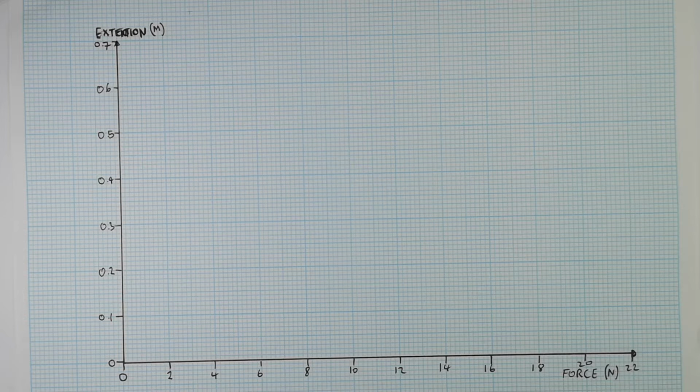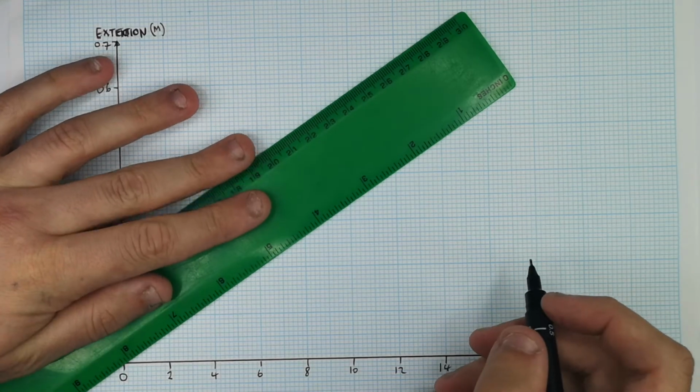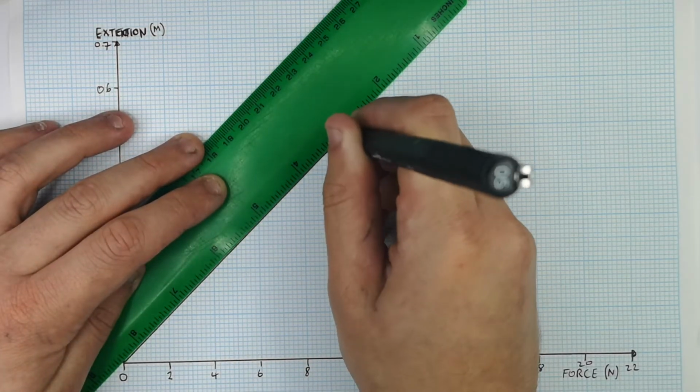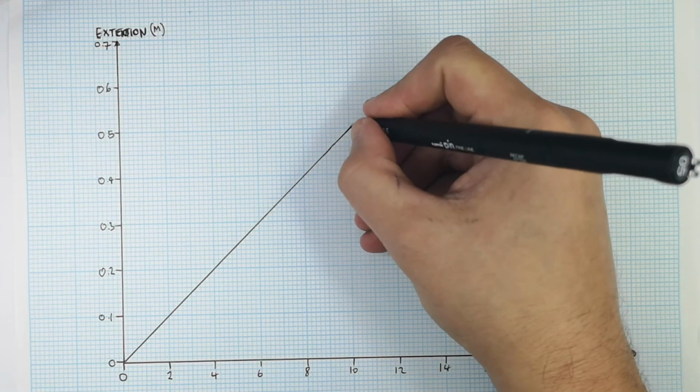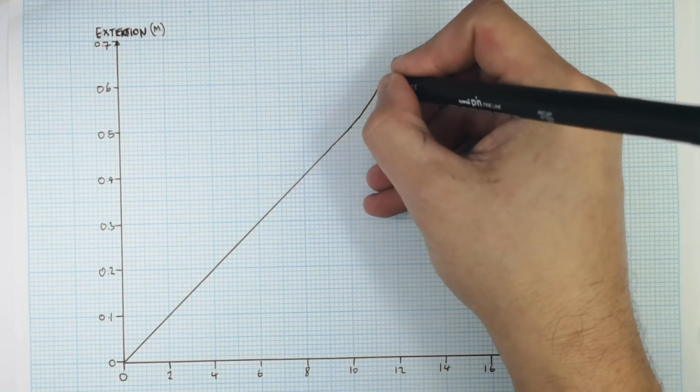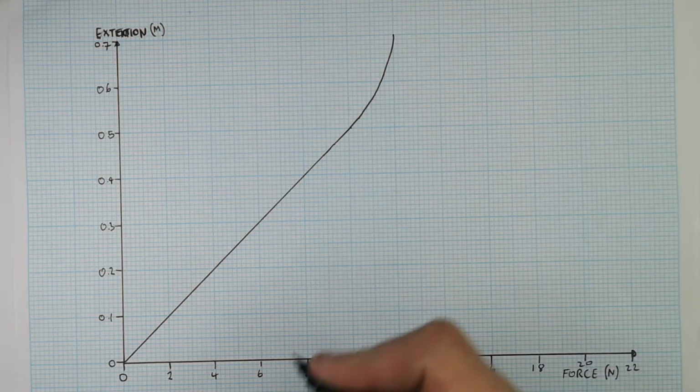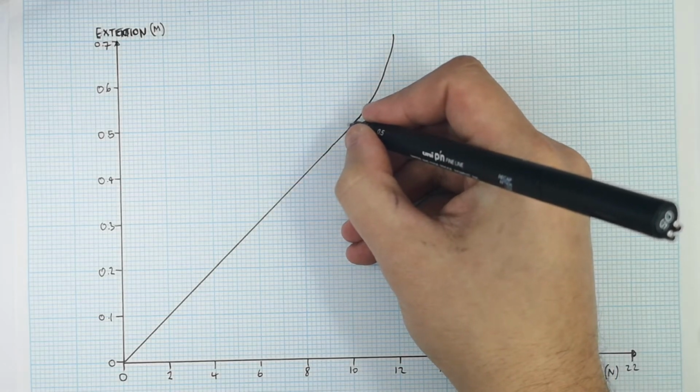So as you can see here, this graph shows the force applied to an object against its extension. The force is proportional to the extension up to the limit of proportionality. The limit of proportionality is the maximum force that can be applied before the extension stops being proportional to the force. And for this object, it is 10 newtons.